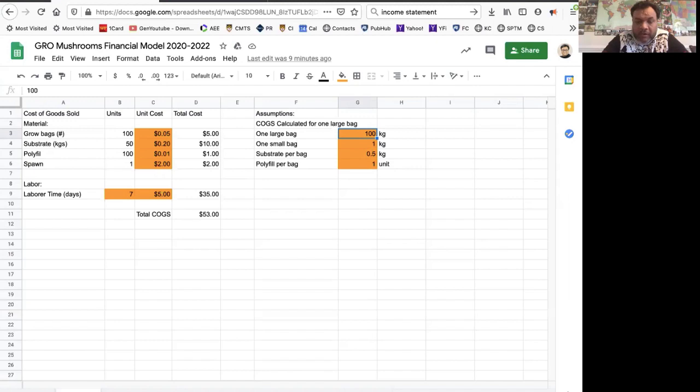So 1 large bag is 100 kilos of mushrooms. A small bag is 1 kilo of mushrooms. Based on our experimentation, based on our work in Sierra Leone, we know that to get 100 kilos of mushrooms, 1 large bag of mushrooms, we need to have the following materials. We need grow bags. How many grow bags? 100 grow bags, and each of them cost 5 cents.